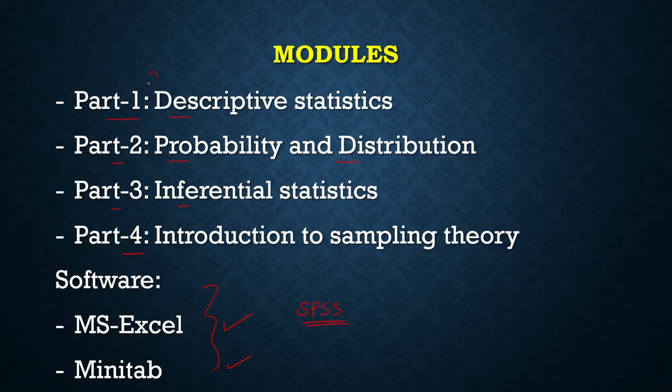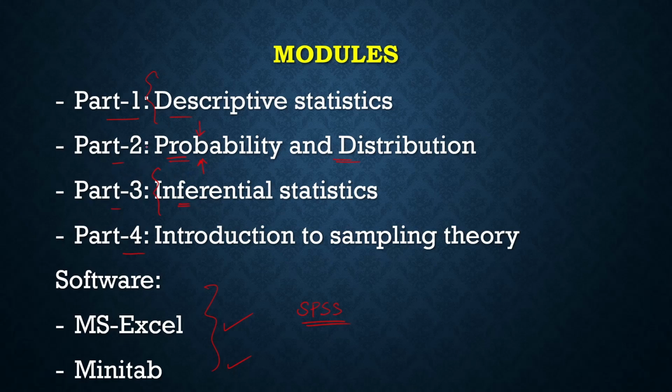So in part 1 we will discuss descriptive statistics. In part 3 we have inferential statistics, and in order to bridge the gap, if you don't understand probability and distribution, you cannot understand inferential statistics. So that's why probability and distribution is in part 2.